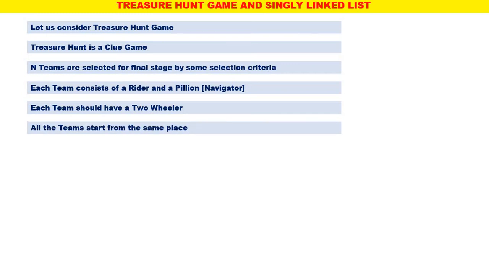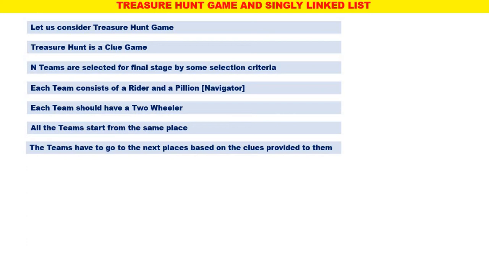All the teams start from the same place. The teams have to go to the next places based on the clues provided to them. They have to find what the next place is based on the clue. The place name will not be given. A clue will be given. Based on that clue, they should find the next place. That's how the game goes.